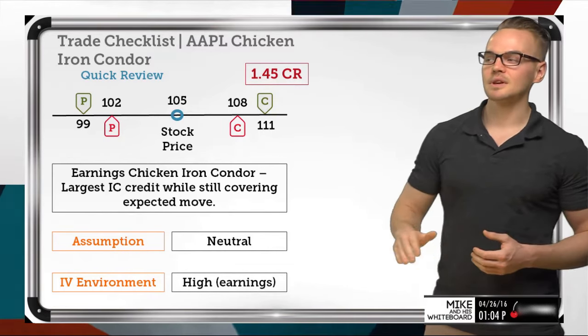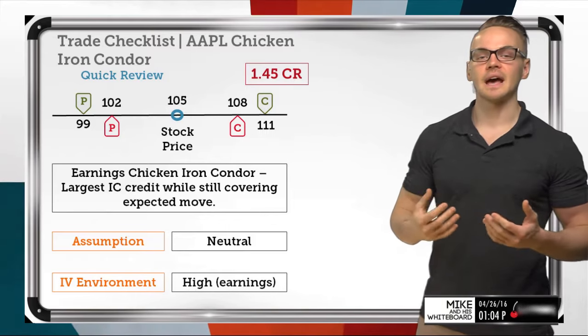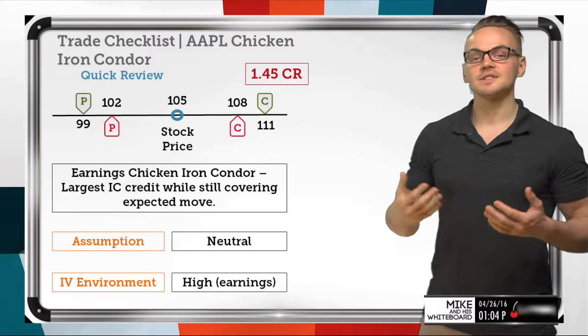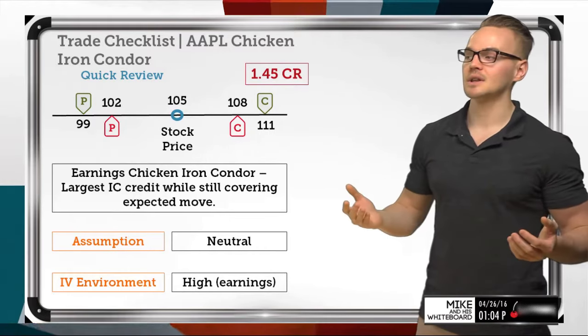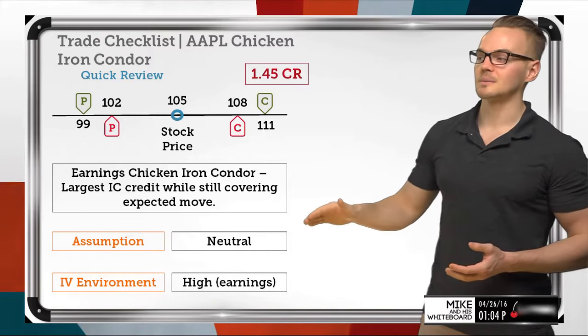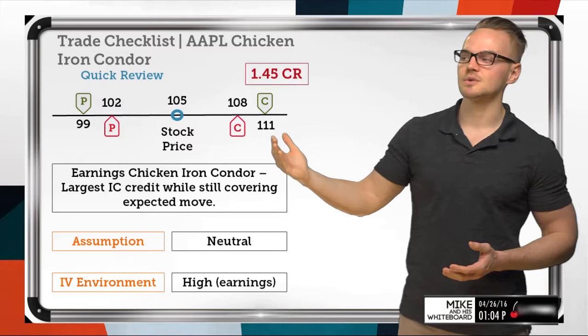All else equal, when I'm looking at this strategy, my assumption is neutral. For me, I don't believe that the earnings are going to blow through my strikes to the upside or downside. That's just my personal assumption, and I'm willing to sell this strategy to show that. And when I'm looking at a chicken iron condor, as you can see, this one specifically isn't skewed anyway.